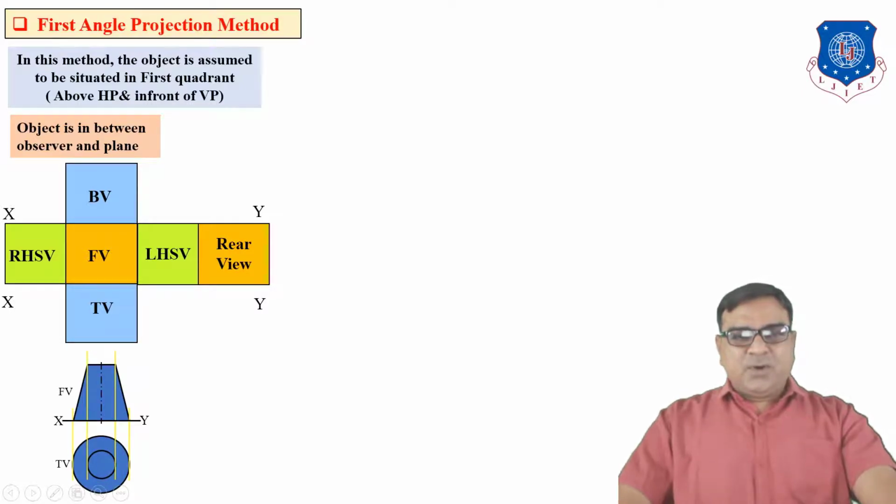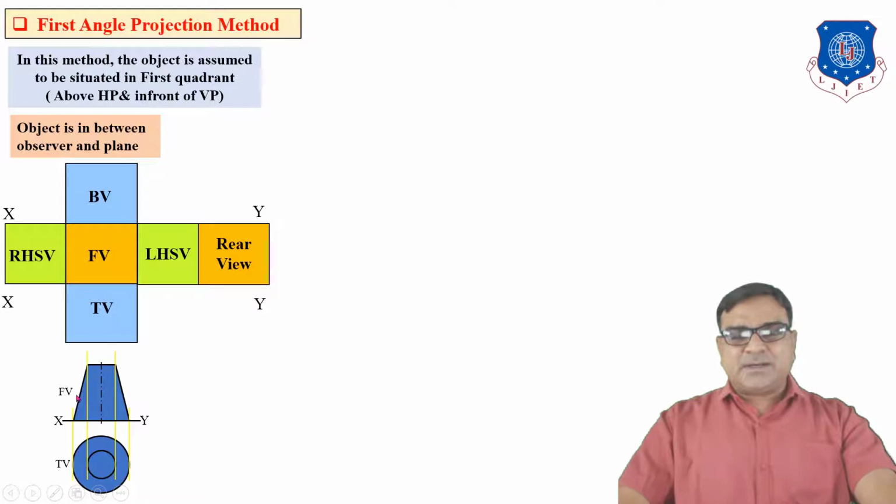So this is a symbol for first angle projection method. Here in this symbol there are two views, front view and top view of a frustum of cone. Suppose one frustum of cone is resting on HP on its base and axis is perpendicular to HP, then front view is this trapezoidal shape. Here this is the front view of the bottom circle, this is the front view of the top circle, and this is the axis.